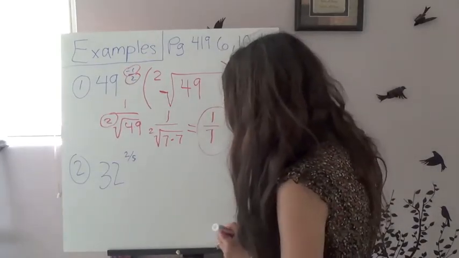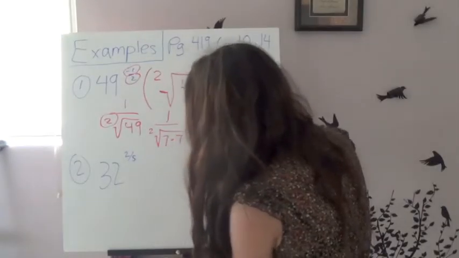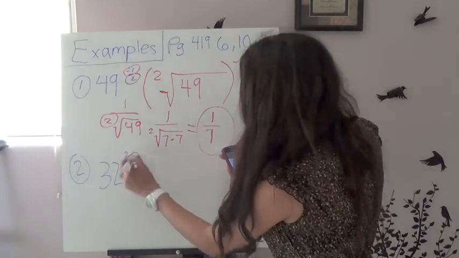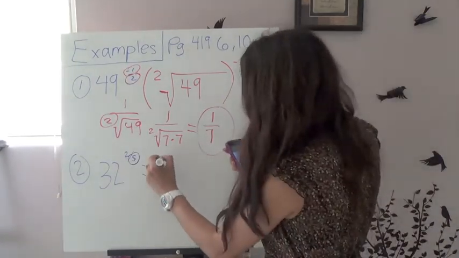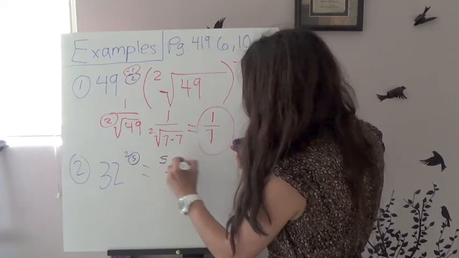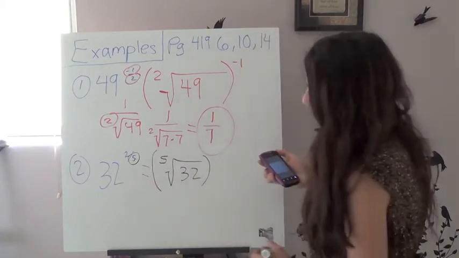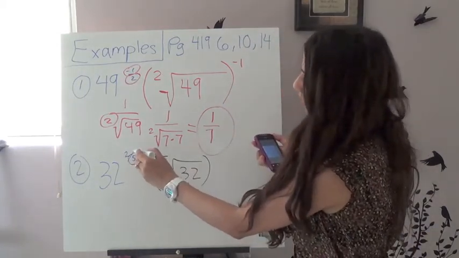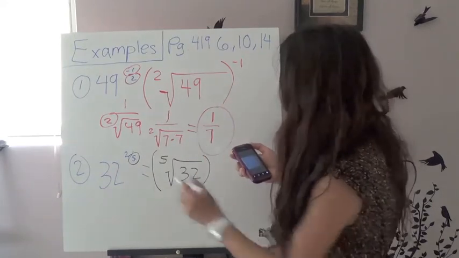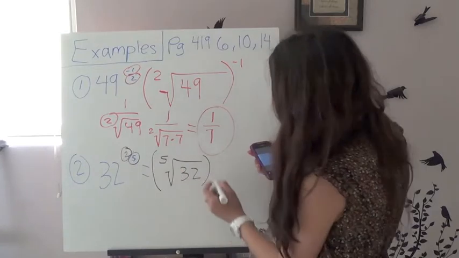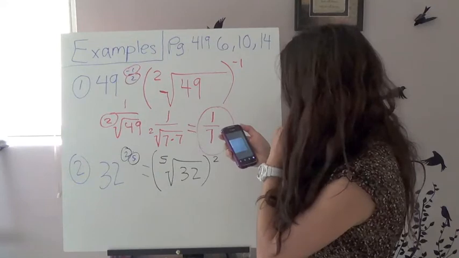Example 2. It's pretty much the same thing, but we're not dealing with negatives anymore. Remember that your denominator goes on the inside. So 5, 32, parentheses. If it's a 1 on the top, you don't have to do parentheses unless it's negative, I think. But since the numerator is a 2, you have to put parentheses around it always, okay?